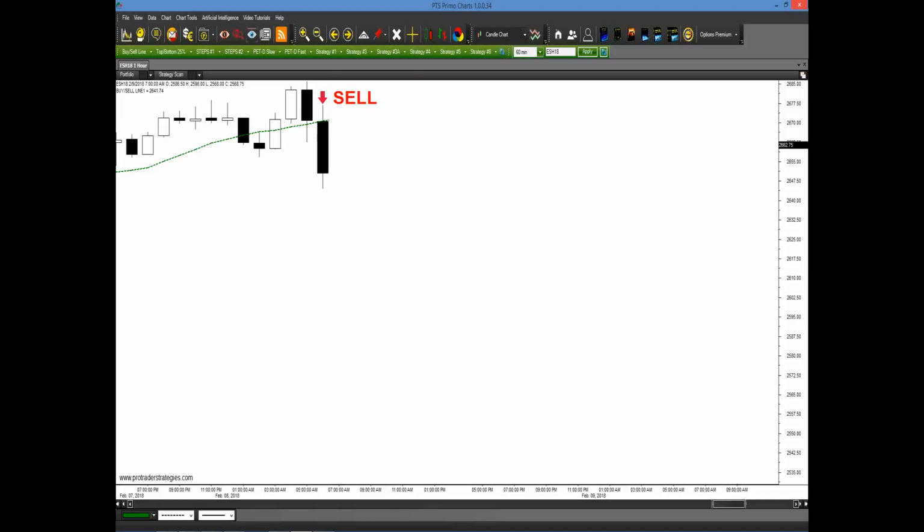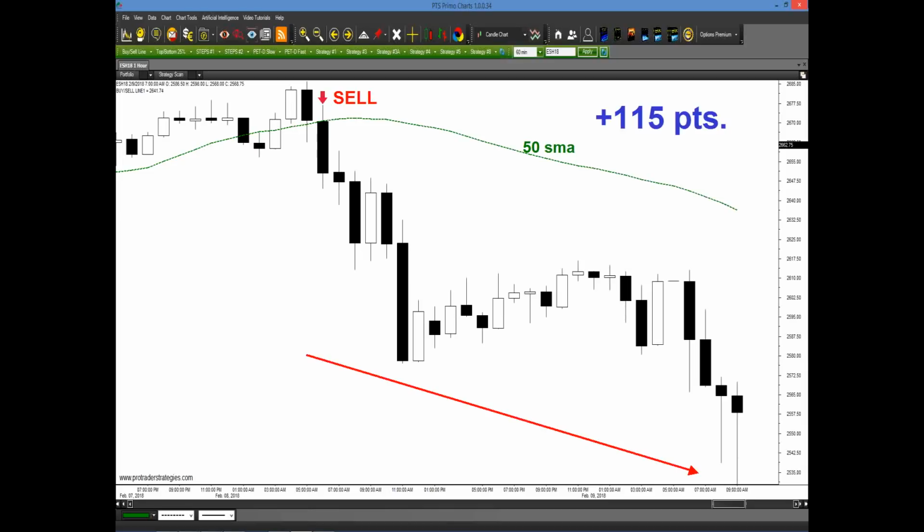So the market's telling us it wants to go lower. This was in February, the first week of February, February 8th actually, and look what happened. You could have taken advantage of that large move to the downside. You had potentially 115 E-mini points to capture. That's over $5,500 per contract. Now, I'm not saying you would have stayed in that long. If you wanted to get out with a quick point, that would have been fine.